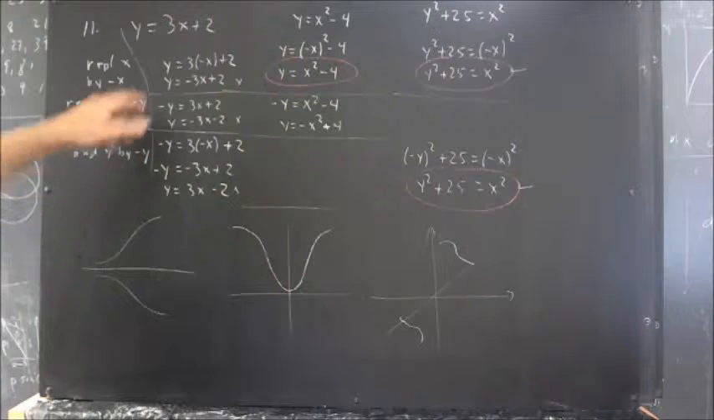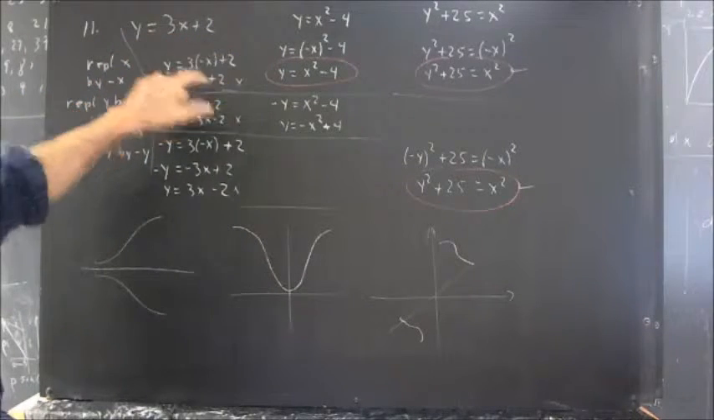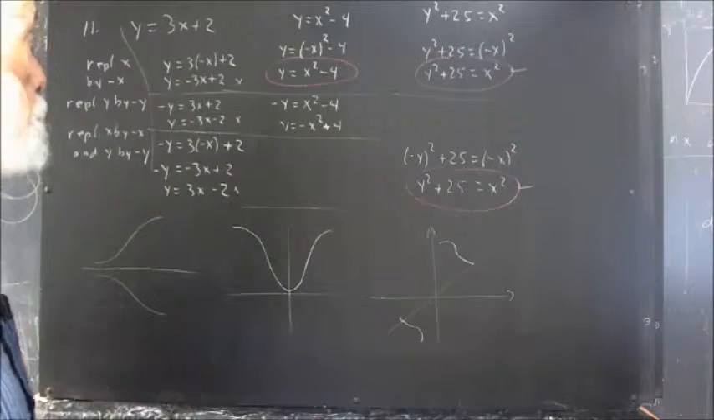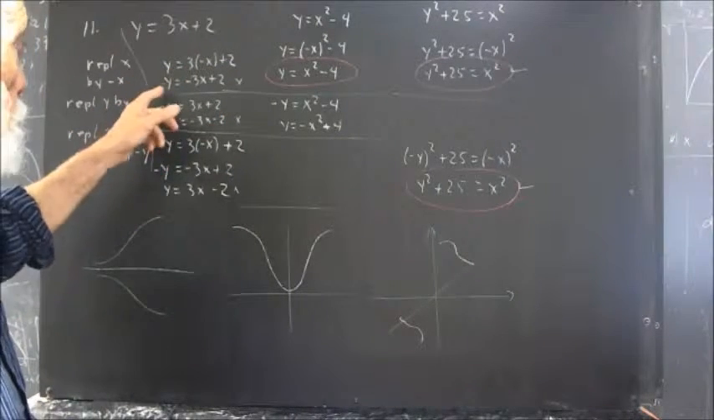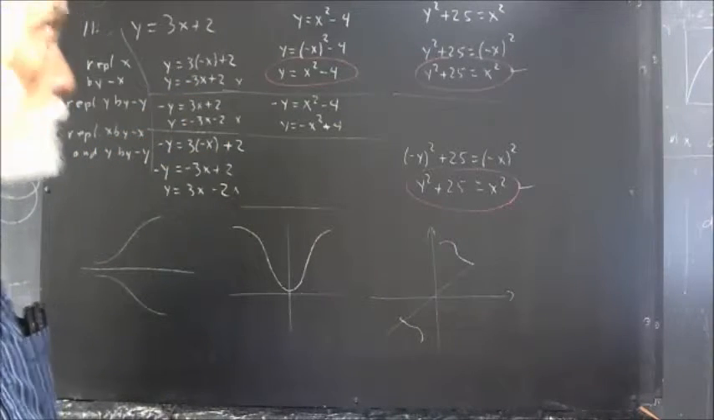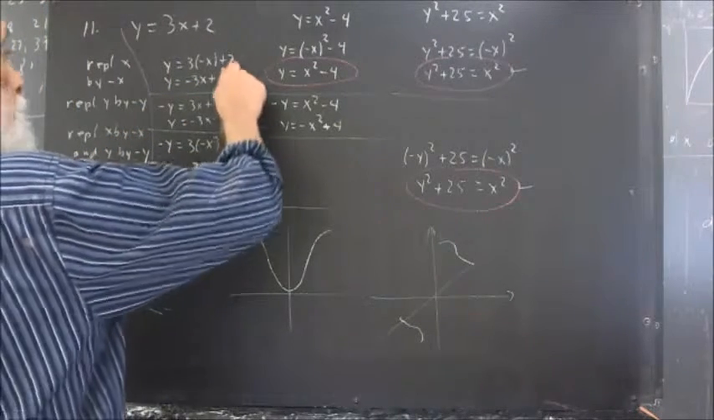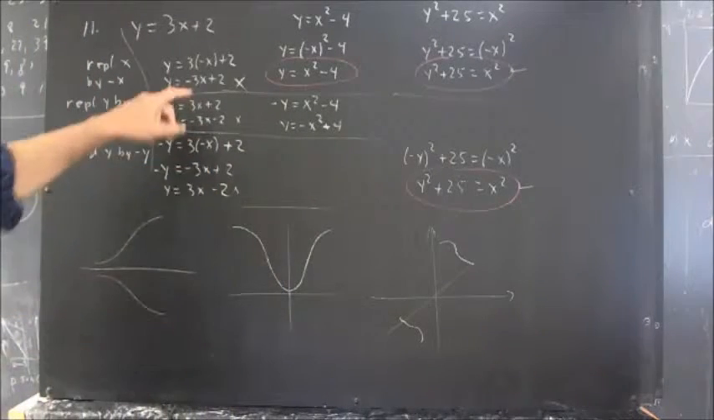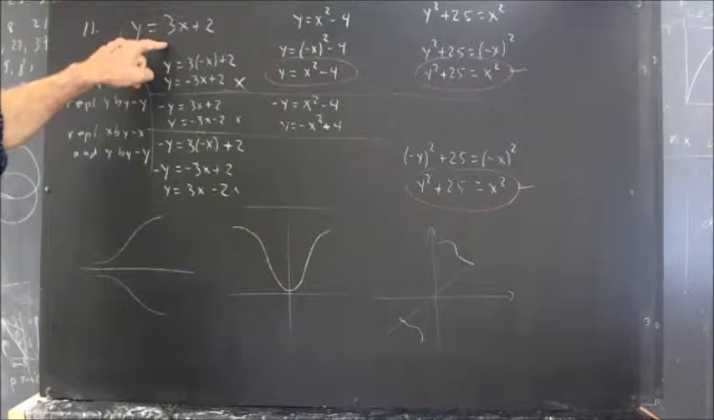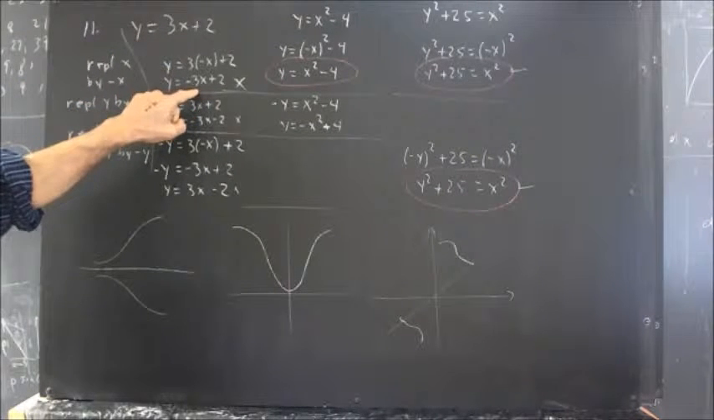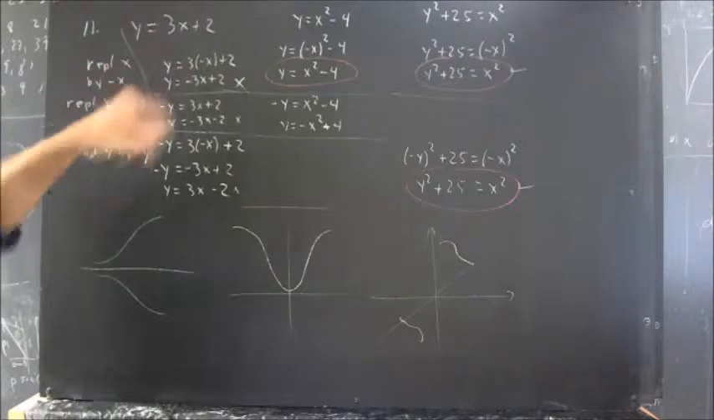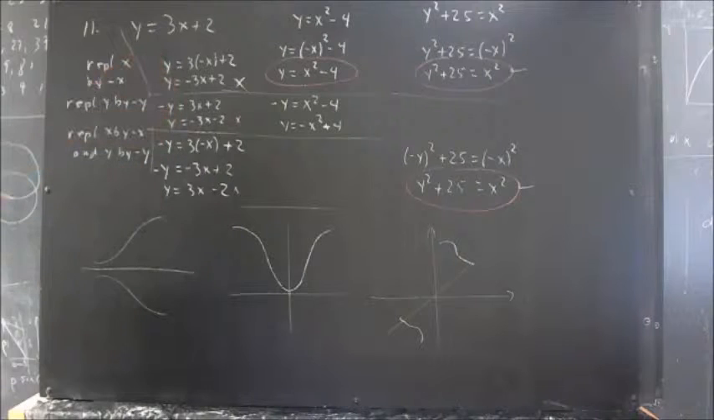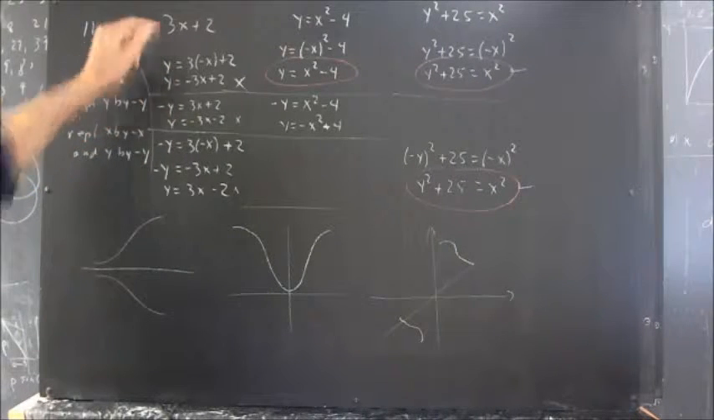Well, that's easily done. For y equals 3x plus 2, we replace x by negative x, we get y equals 3 times negative x plus 2, which gives us y equals negative 3x plus 2. I put an x next to this, a cross-out sign, to indicate that this is not the same as this. This would depict a line with slope negative 3, this a line with slope positive 3. They both have the same y-intercept, but completely different slopes, so they're not the same.